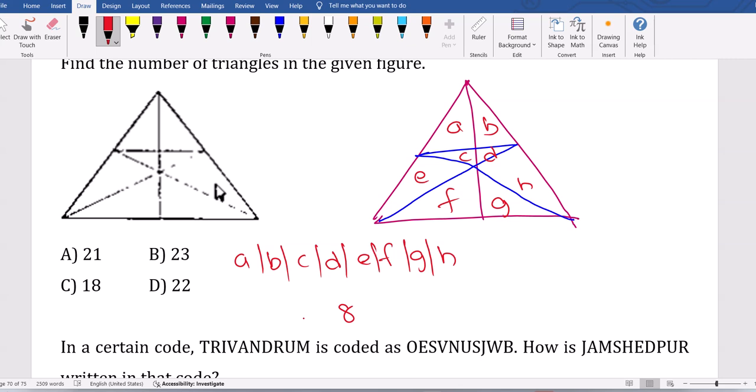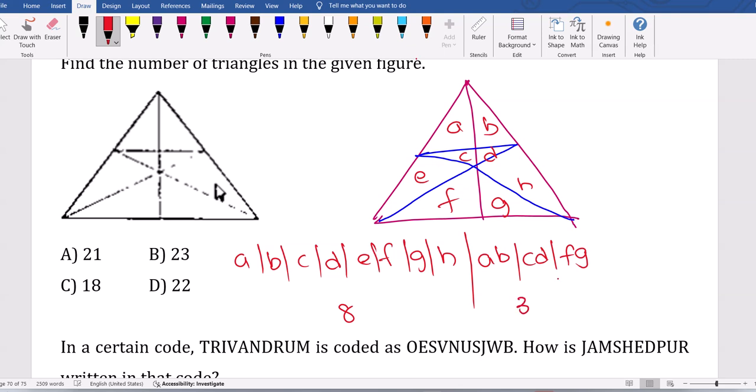Now you go for the combinations. A, B is one triangle. 2-2 combinations you try first. A and B combined is a triangle. Don't say E and F combined, it's not a triangle. CD combined is a triangle. FG combined is a triangle. I'm talking about 2-2 combinations only: AB, FG, and the other one CD.